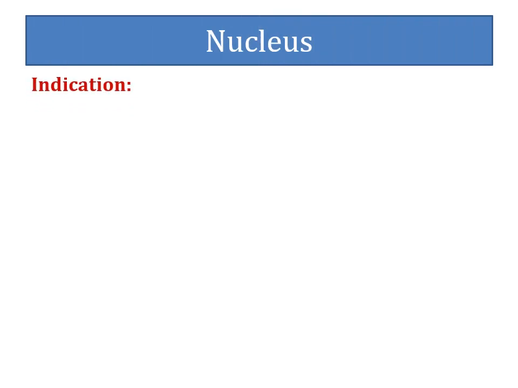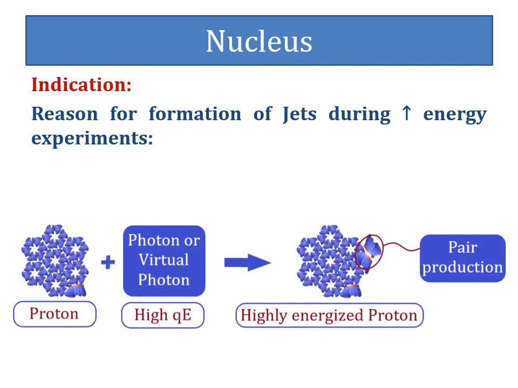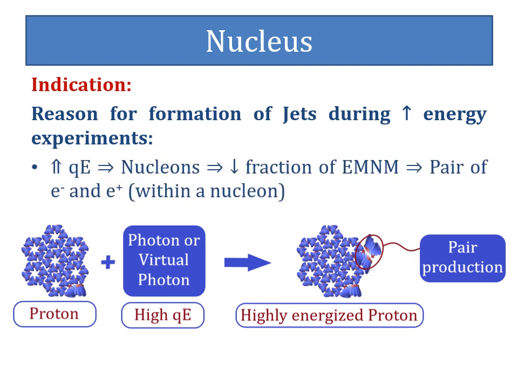Now let's understand the reason for the formation of jets during high energy experiments. Due to the exposure of the nucleon to very high quanta of energy during high energy experiments, a minute fraction of electromagnetically neutral mass of the nucleon dissociates into a pair of electron and positron within a nucleon.